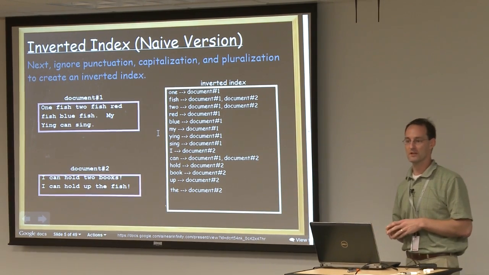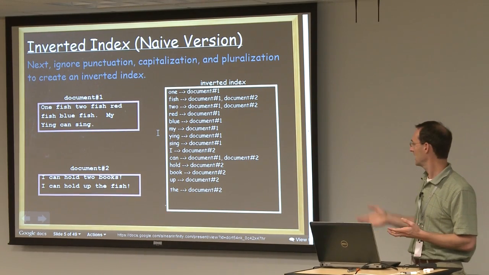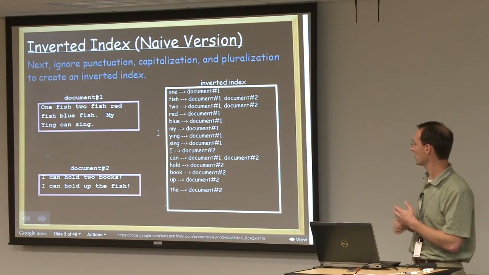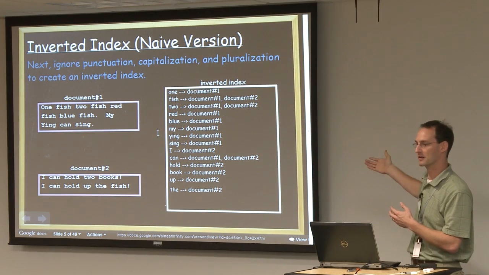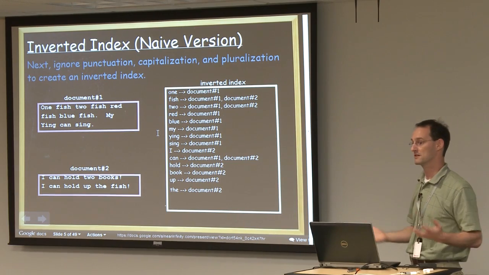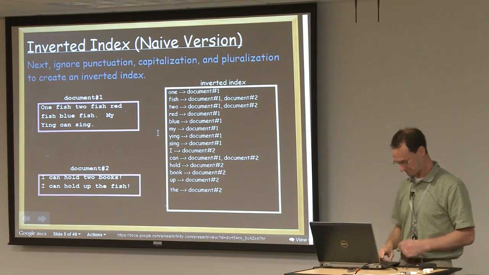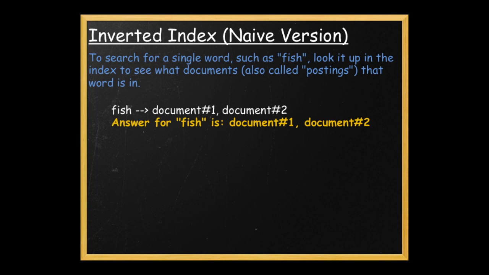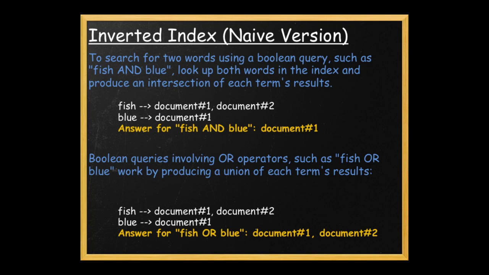And for this particular iteration of the inverted index we're building, it's very simple. All we know about the word fish is that it's in document 1 and document 2. We don't know anything else about where it is in those documents, its frequency, or any other details that we'll be building later on. So if you want to do a search for a single word, such as fish, you look it up in the index and you see what documents it's in. These documents are also called postings in the very formal computer science literature. And so here we have fish as document 1 and 2, and to find a single word like that is pretty easy. It's whatever's in the list is what matches.